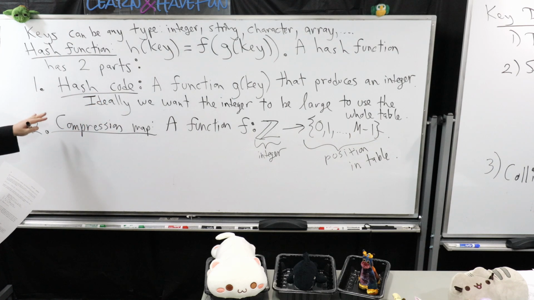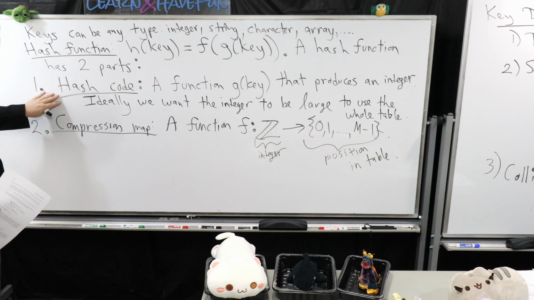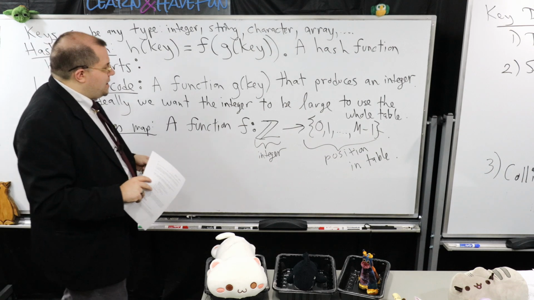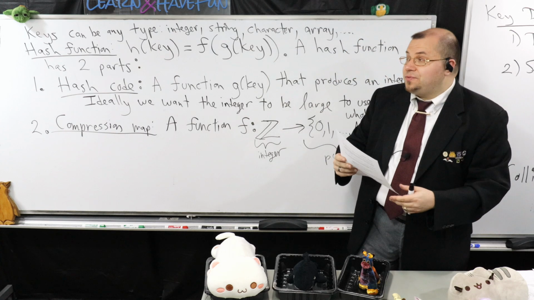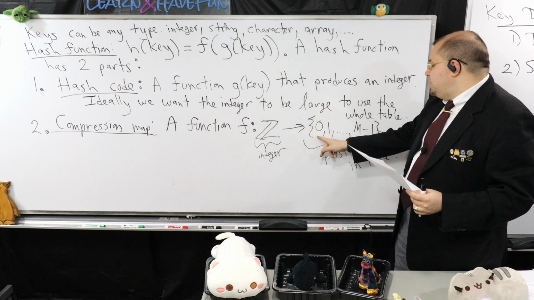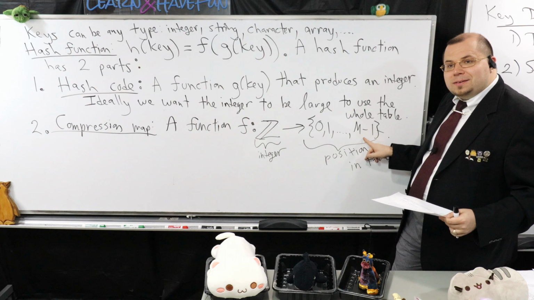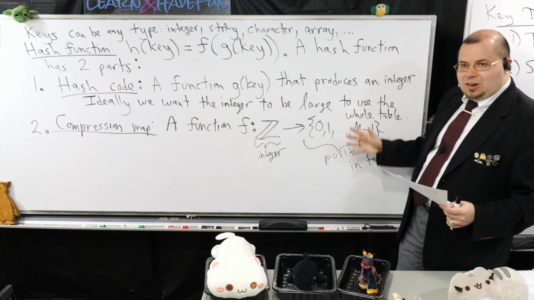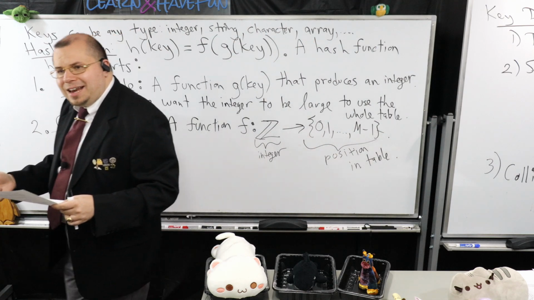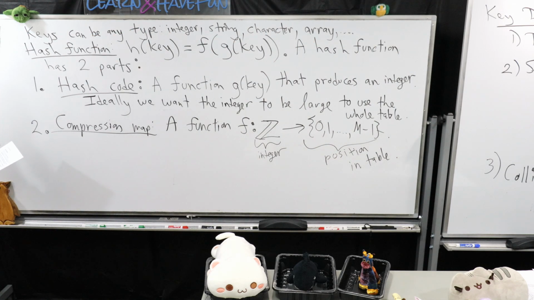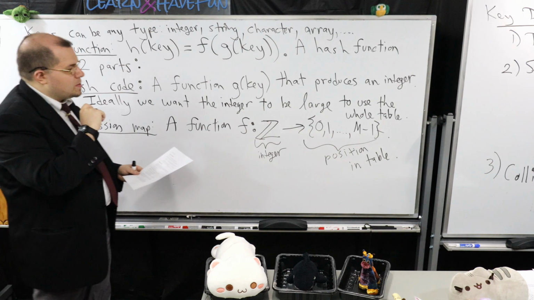So first, it applies the hash code to the key. It gives you an integer. The compression map will take that number and map it into a position between 0 and m minus 1. So that's what these two parts are. Are there any questions about this definition? We'll play around with designing hash codes next, but I just want to make sure you understand this definition before we proceed.